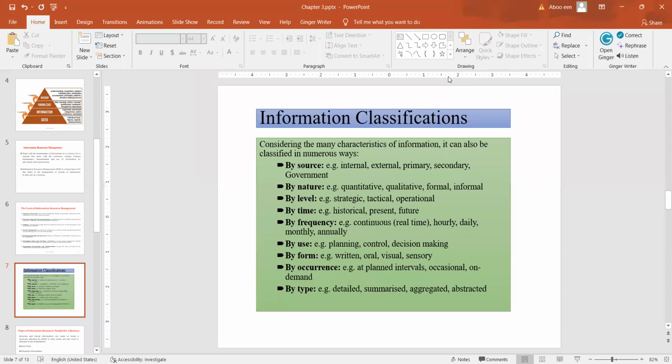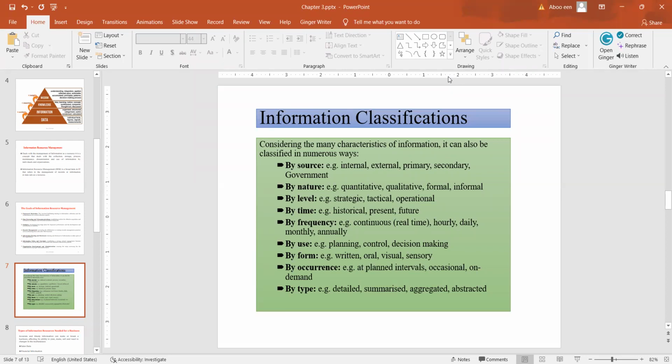How about usage? By use or by usage? Basically, this information can be used for various managerial aspects. We may use this information for planning, for controlling, and for decision making. So we may say planning, controlling, decision making, and other managerial operations.